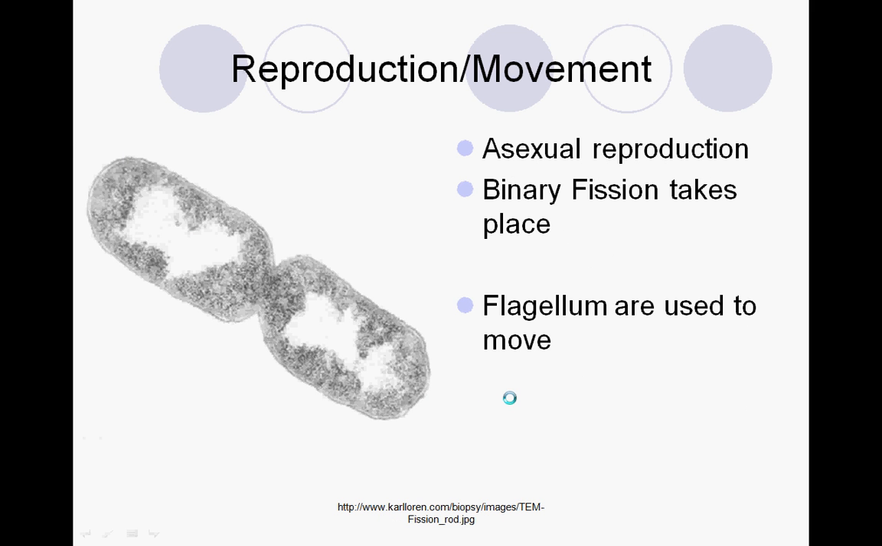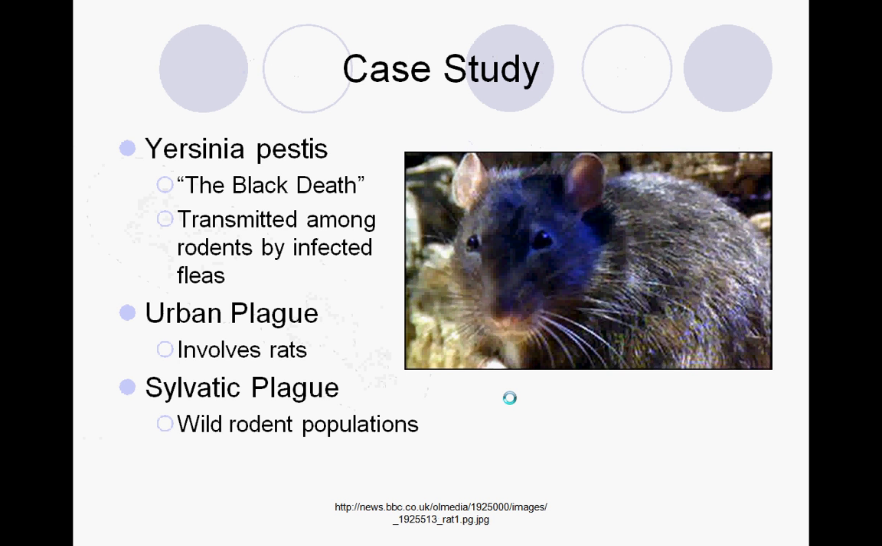And they reproduce asexually by splitting. That's called binary fission. Bi means two, and fission means to split. They also use those pili that I just showed you to reproduce as well. And they have those tails called flagella to help them move.